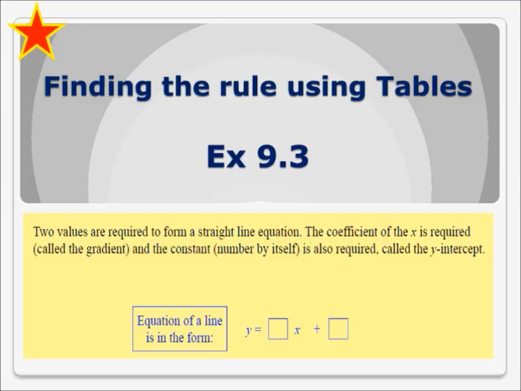We've got y equals a number followed by x plus another number. Now we need to find the two values that go into those boxes. If we can find the two values, then we can form a straight line equation.